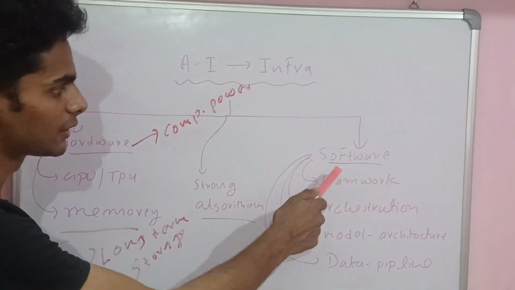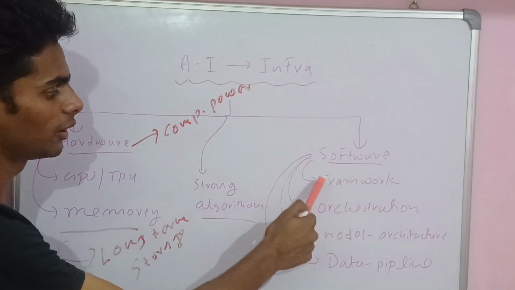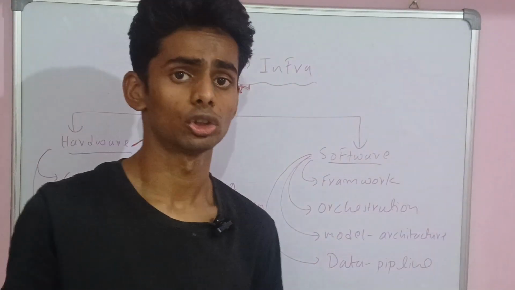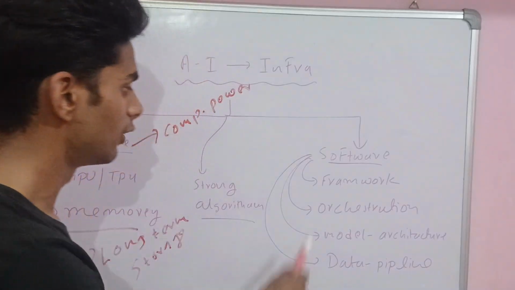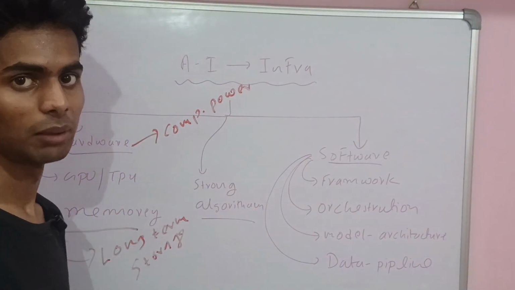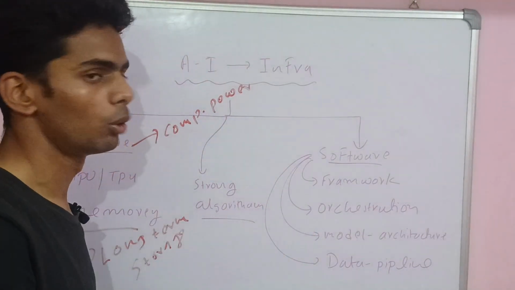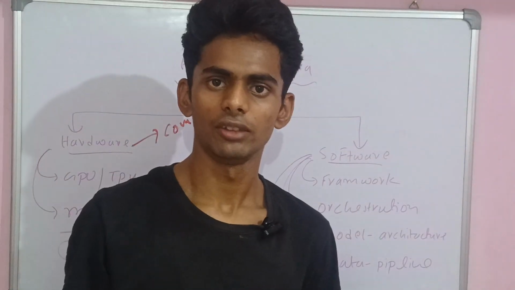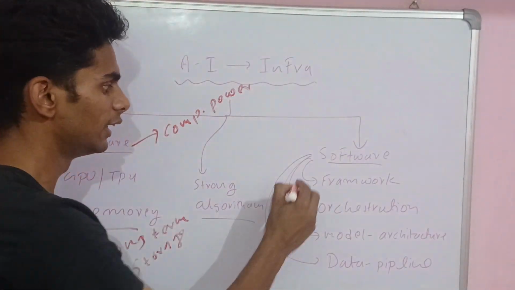Specifically, when we talk about software, there are four main components that I will discuss. We discuss lots about it, but I have written the four basic points about software that we should know, like framework. Framework, in short, if I want to define it, is all about inbuilt code.